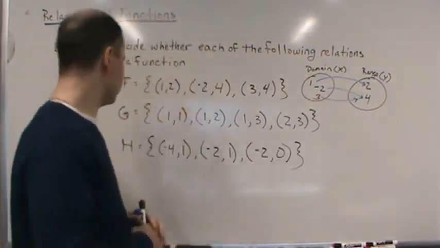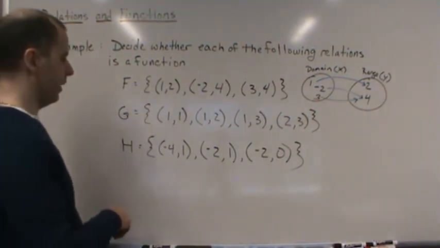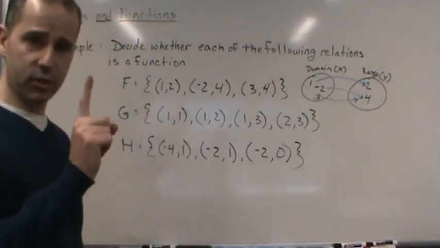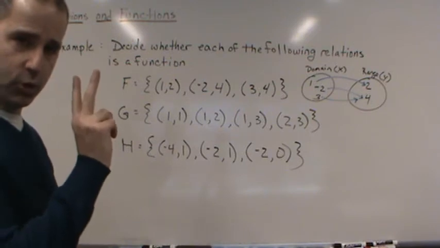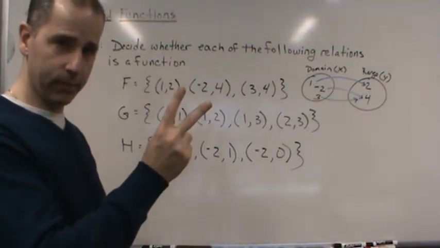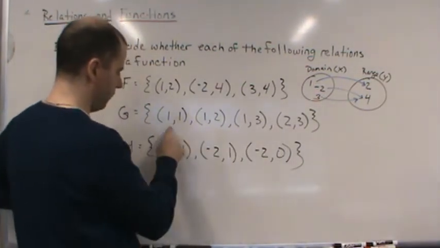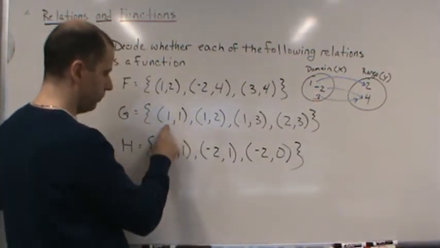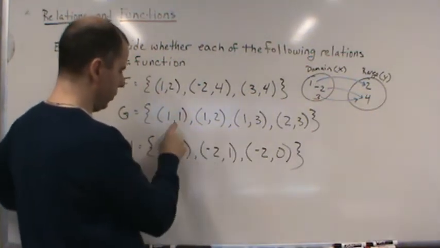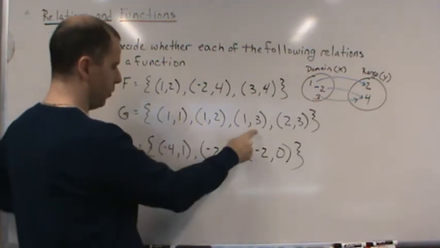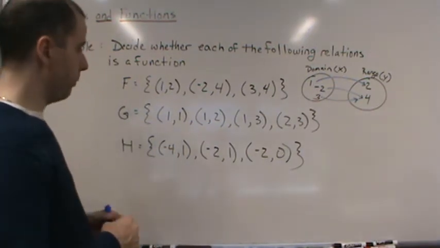Okay? So now let's look at this one here, G. So this again is a relation. Okay? So one way is to just look at the ordered pairs and see if you can find two x values that are the same. Okay? So right away, I see these three values. I see G here, 1, 1, and 1. Notice that 1 is going to three different places. This is not a function. It's a relation, but it's not a function.